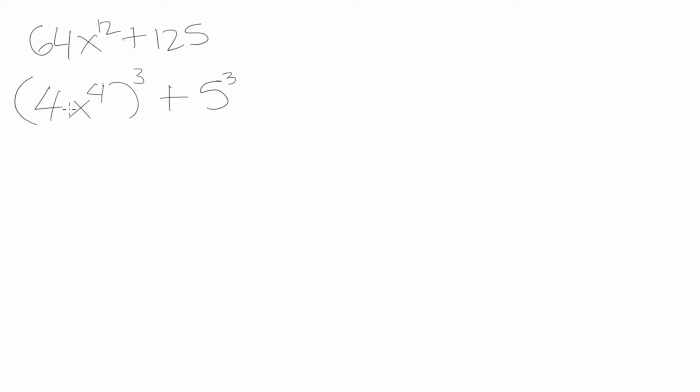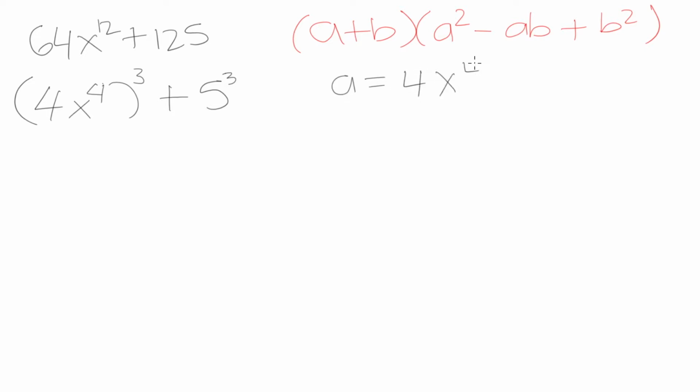So now we have our a and our b. And again, let's just write down this formula for simplicity's sake, and so we can refer back. So we know that when we're factoring a sum of cubes, we are going to have a plus b multiplied by a squared minus ab plus b squared. And that is our formula for our factored form of a sum of cubes. And now we have our a. Our a is going to be equal to 4x to the power of 4, and our b is equal to 5. So using this formula, we just plug in our a's and b's.